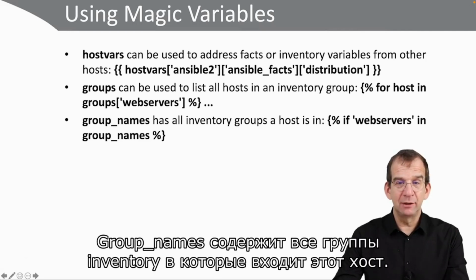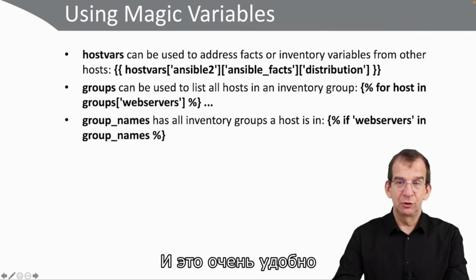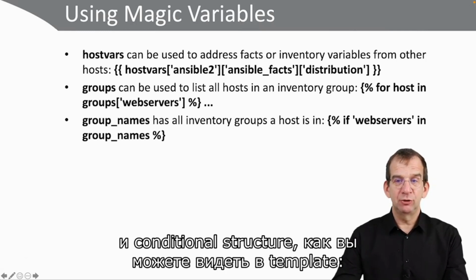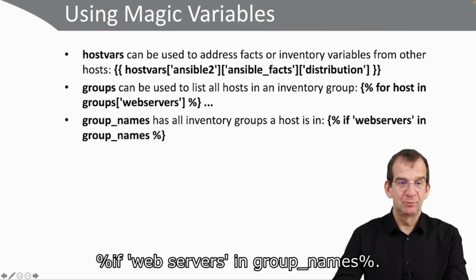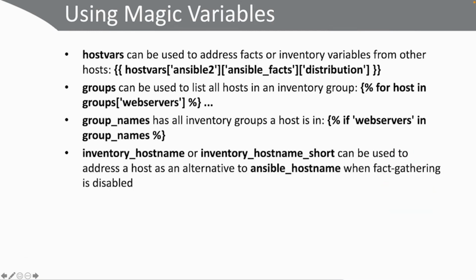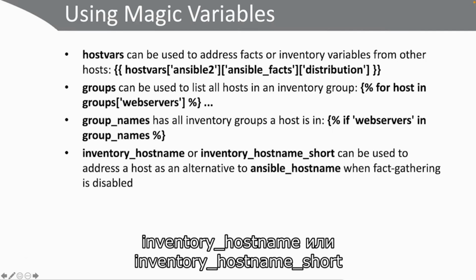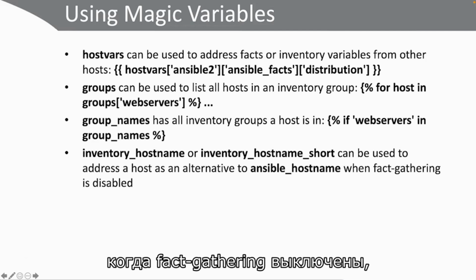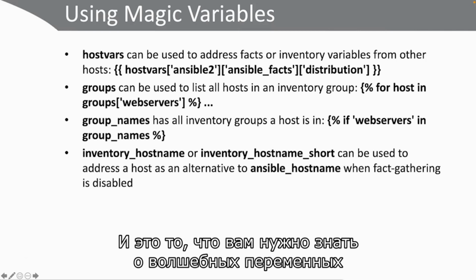group_names has all the inventory groups a host is in. So that is very convenient because you can use a conditional, like here, the conditional structure as you can see it in a template, if 'webservers' in group_names. That is going to discover if a host is a member of the group webservers. Now, inventory_hostname or inventory_hostname_short can be used to address a host as an alternative to ansible_hostname when fact gathering is disabled. So at least it allows you to work with host names anyway. And that's what you need to know about magic variables. Let's continue.